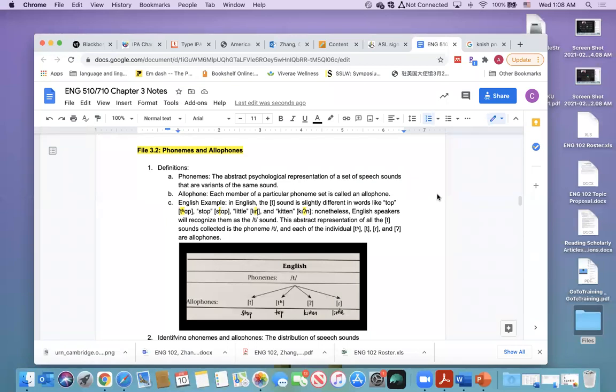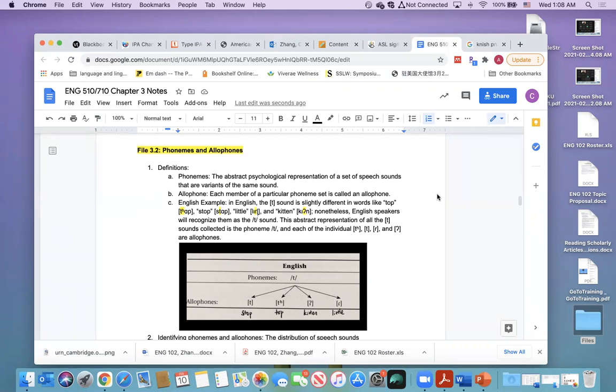File 3.2 is on phonemes and allophones. A phoneme is the abstract psychological representation of a set of speech sounds that are variants of the same sound. An allophone, the definition of that is in relevance to the definition of phoneme. Each member of a particular phoneme set is called an allophone.